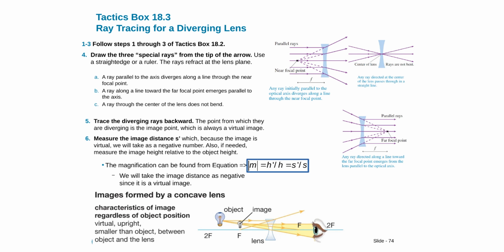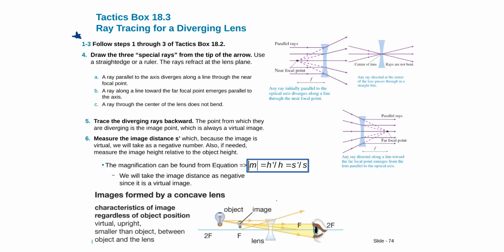This page summarizes what happens. How do we find images? Send two rays, and where they intersect or their extension intersects, we'll have the image.